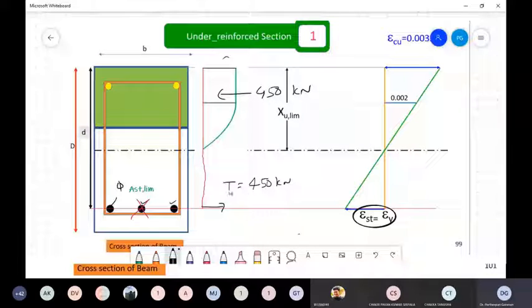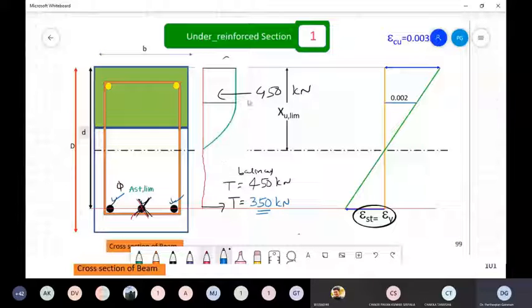Now, since I am removing one of the steel here, my T will be less than 450 or more than 450? This is for balanced. Now I have removed one of the steel, so T will be less than 450 or more than 450? Less than. Let us say I have got 350 kilonewton. Total force taken by the tensile steel, this steel and this steel, is 350 kilonewton.